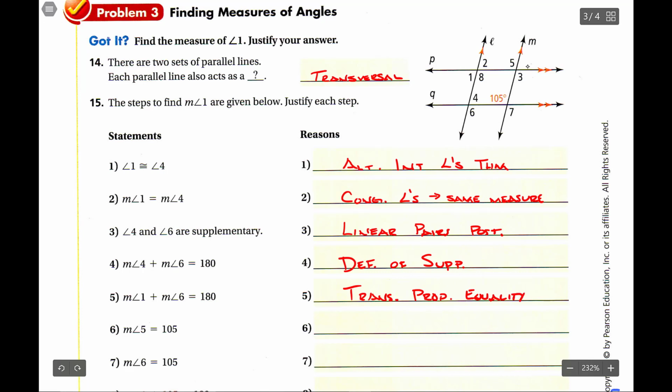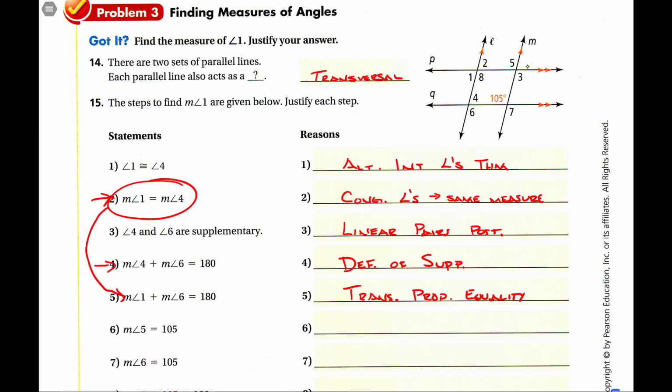And we know that because we've shown that the measure of angle 1 is equal to the measure of angle 4 here in step 2. And then in step 4, we said that the measure of angle 4 plus the measure of angle 6 is equal to 180. Well, if the measure of angle 1 is equal to the measure of angle 4, we can substitute in angle 1 for angle 4 and use them interchangeably. So that's the transitive property of equality.